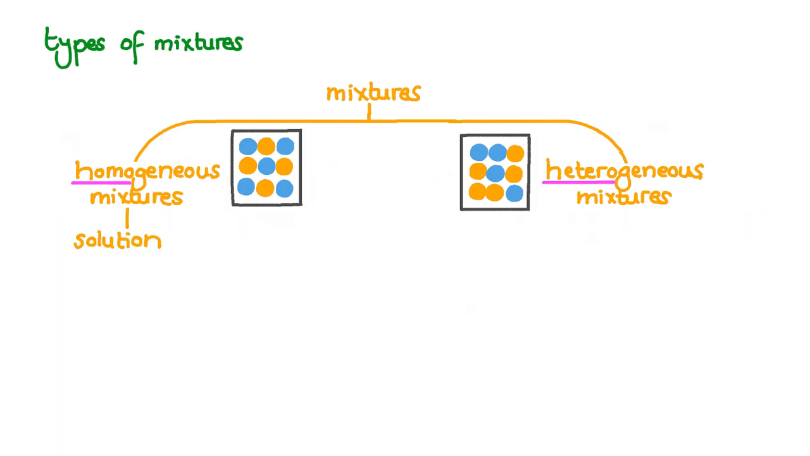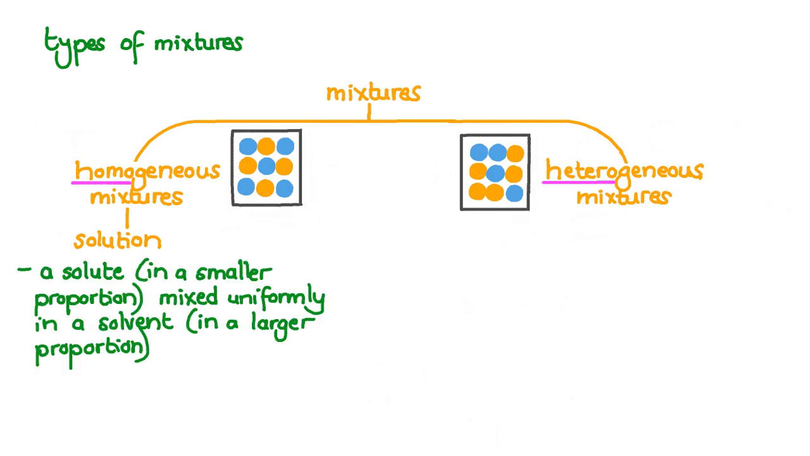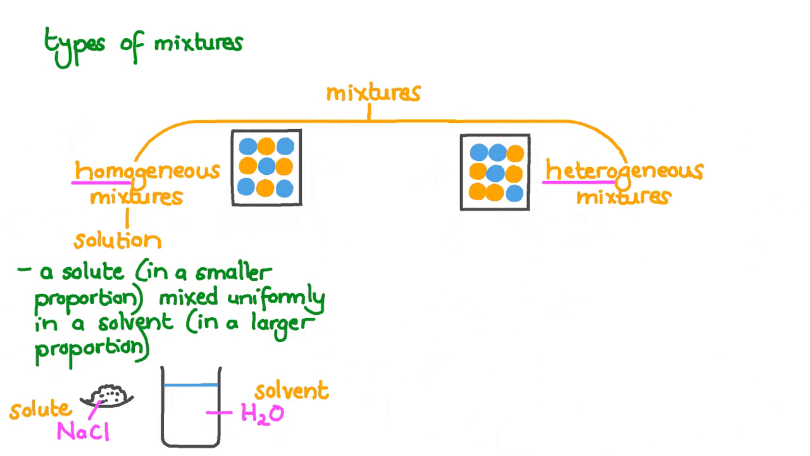Now, one type of homogeneous mixture is a solution. A solution consists of a solute in a smaller proportion or a smaller amount mixed uniformly in a solvent, which is present in a larger proportion or a larger amount. Using the example we used a few moments ago, sodium chloride would be the solute, present in a smaller amount, and water the solvent, present in a larger amount or a larger proportion. And when mixed together and dissolved in each other, the ions of the solute become evenly dispersed in the solvent, forming a solution. In this case, a salt water solution.